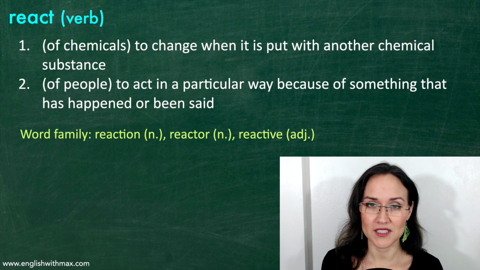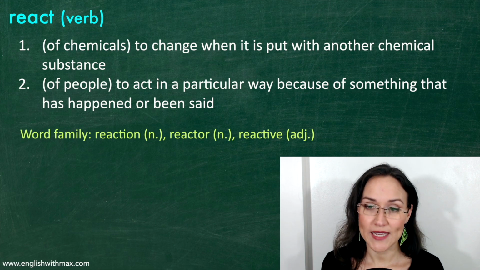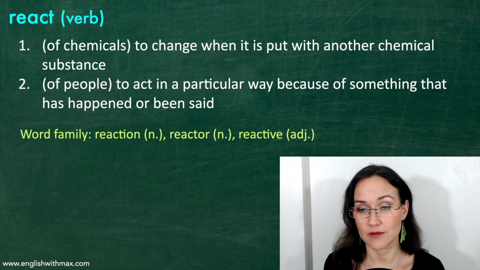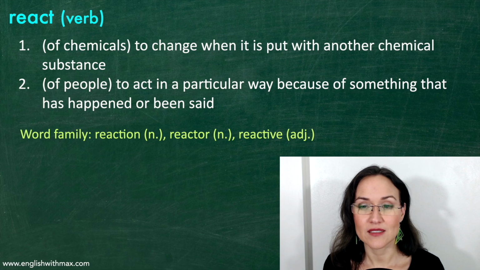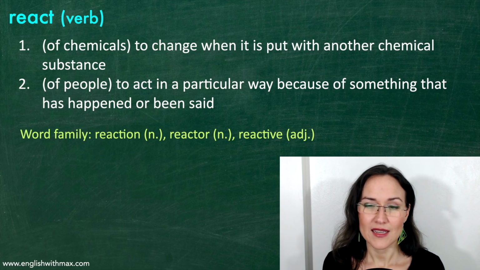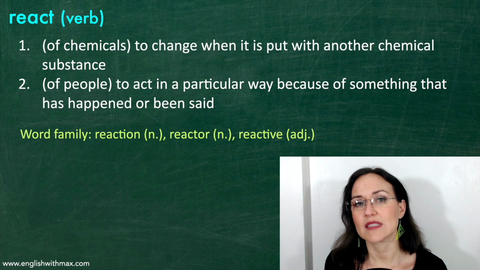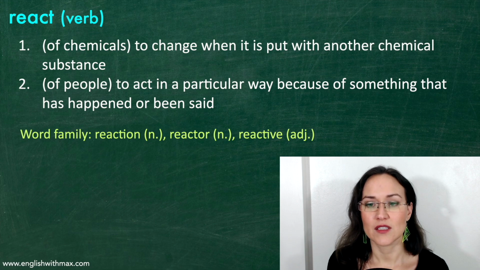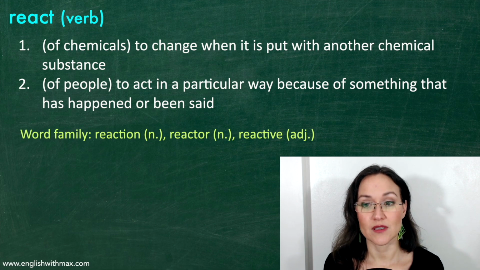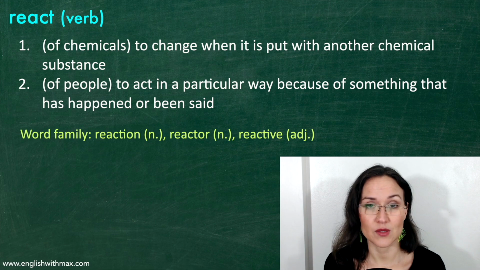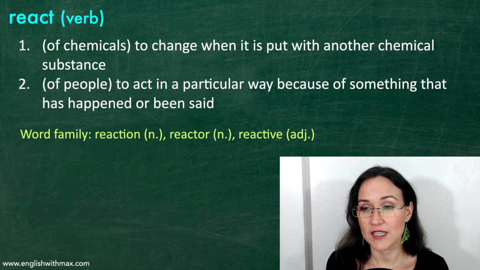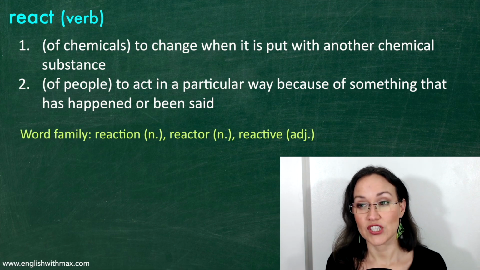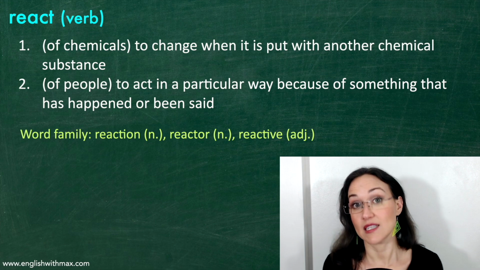Now let's look at the word family. First we have the noun reaction. A reaction is the process or the action. Another noun is reactor. That has a couple of meanings. It can just mean something that reacts. But usually, reactor means nuclear reactor, which is a machine where nuclear power is produced. And finally, we have the adjective reactive. That means able to change when it is mixed with another substance.